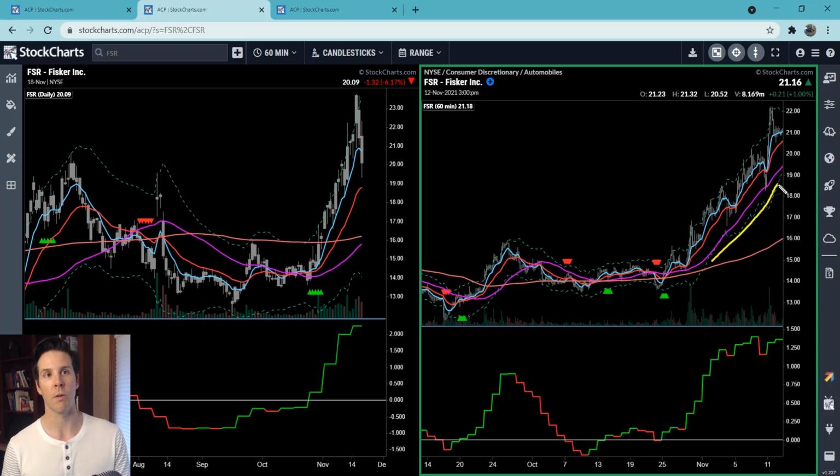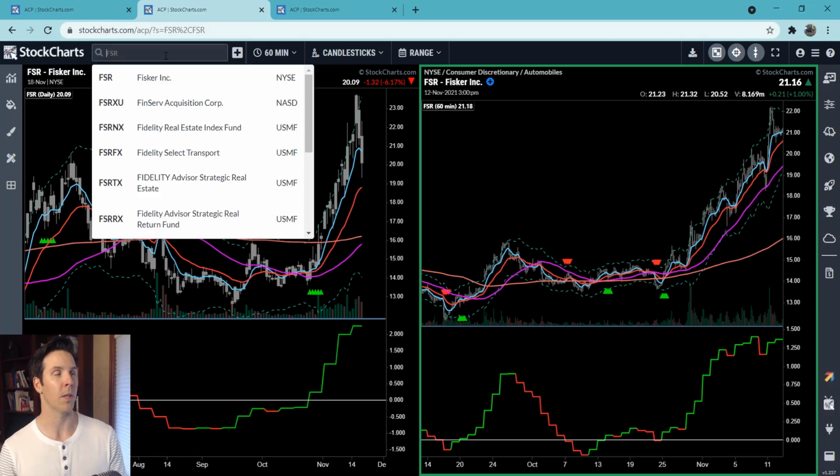And you can see here, it has been following the hourly 50 pretty well. Now, I think it got extended. Obviously, it's pulling back, so give it a little bit of time, give it some breather. But that's how Fisker worked out. All right, then BILI.